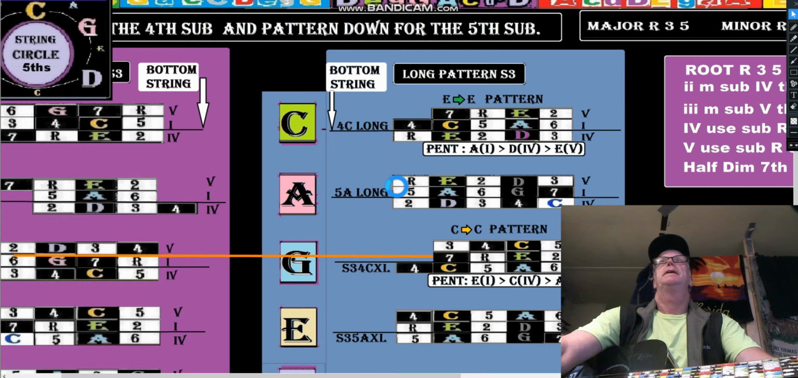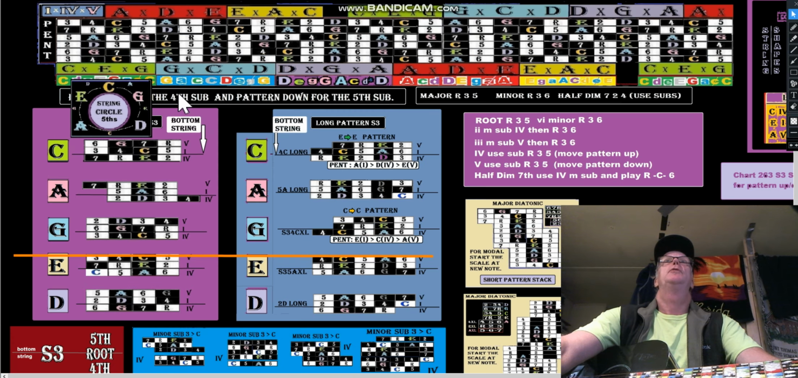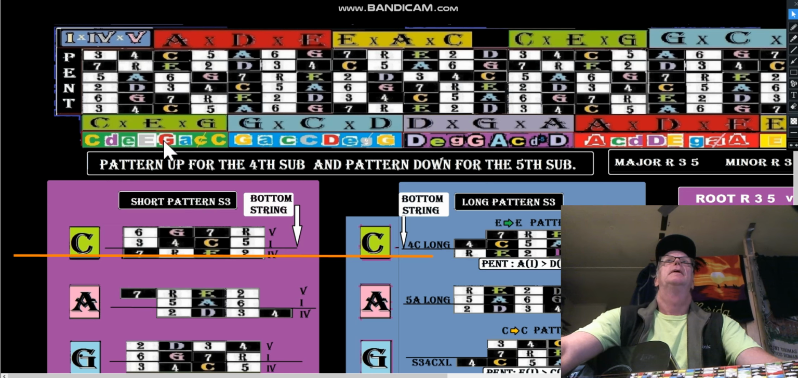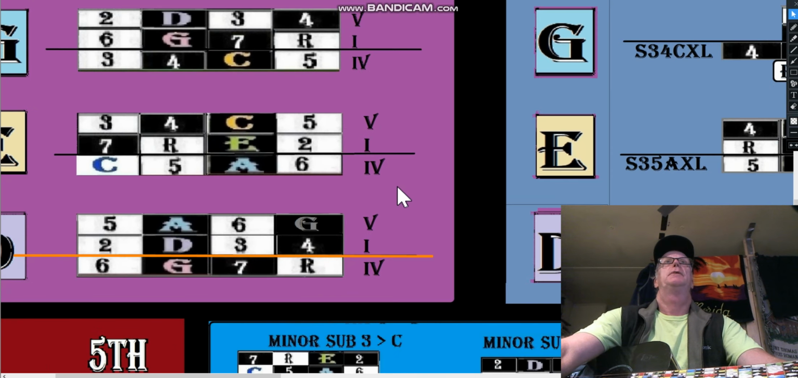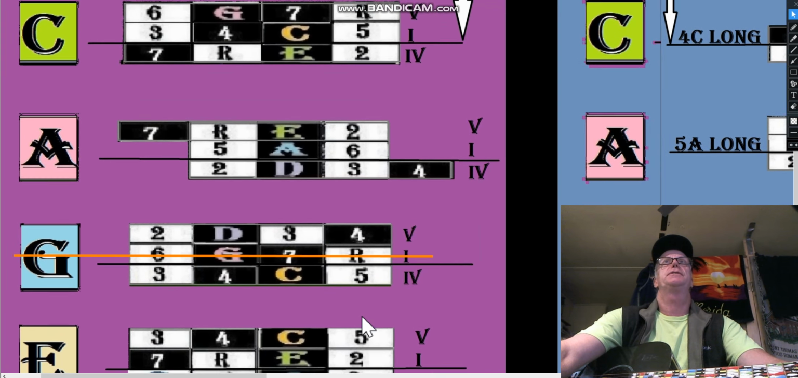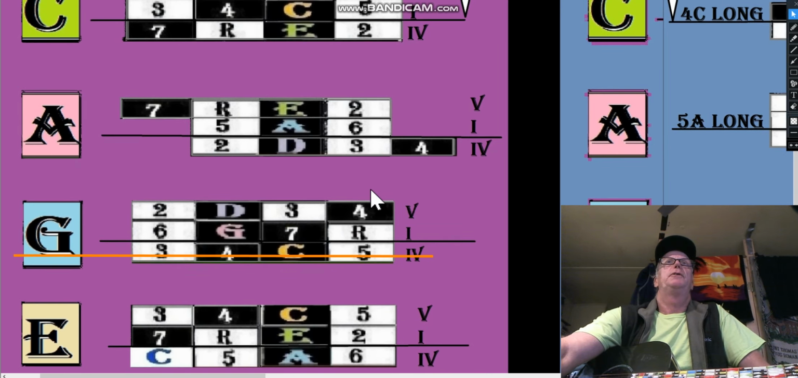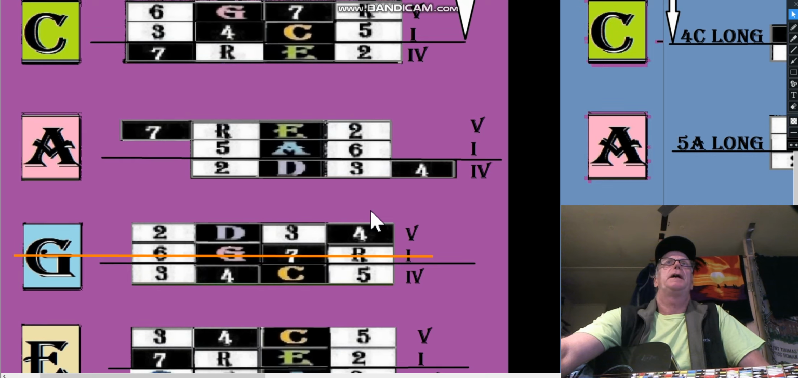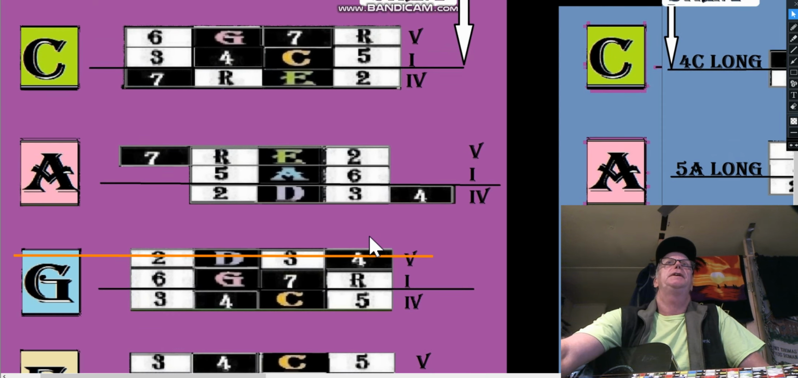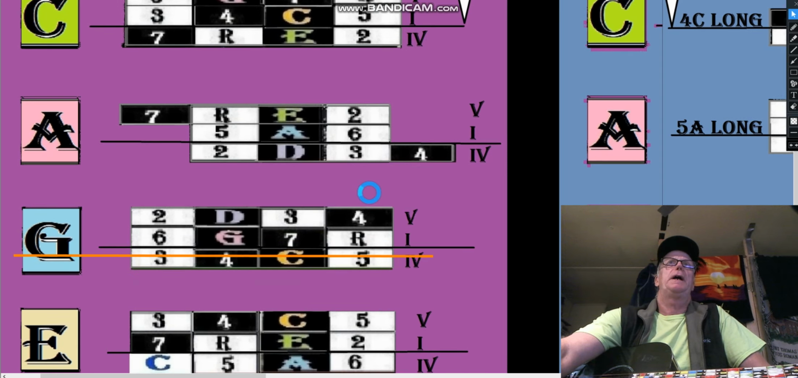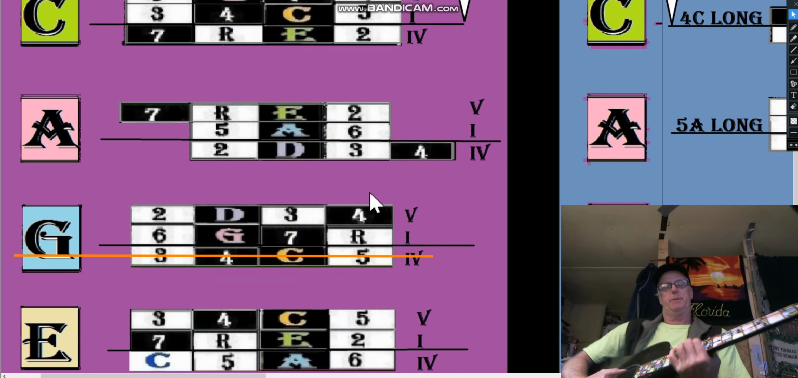According to the rule, pattern up for the fourth and pattern down for the fifth. Okay, so now we're back on this chart. We just get interested in different things here. So we're going to move the pattern up for the fourth, goes to C, pattern down for the fifth, goes to D.